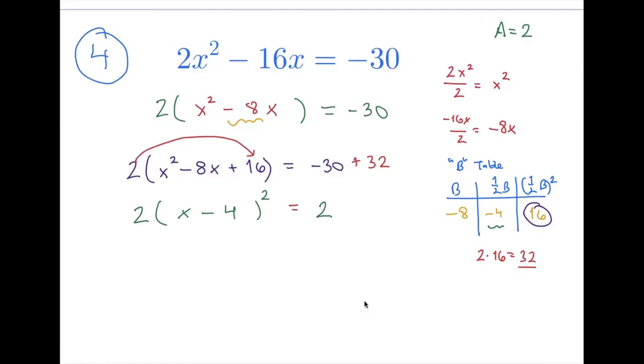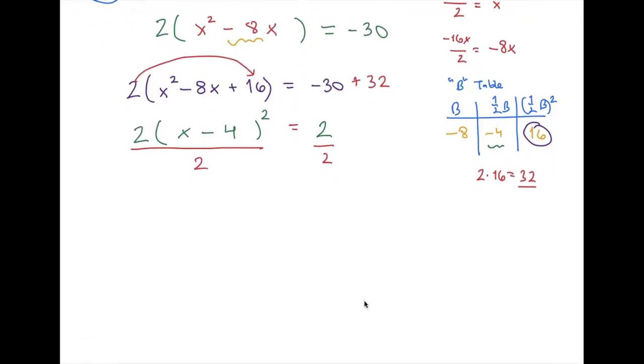Now the next thing we'll do is go through the process like we did before with the square root method. We're going to divide both sides by 2 at this point so we can get the squared by itself. That leaves you with x minus 4 squared equals 2 over 2, which is positive 1. All right, so now we have the squared by itself like we've done in the past. So now you'll need to square root both sides: the square root of x minus 4 squared and the square root of 1.